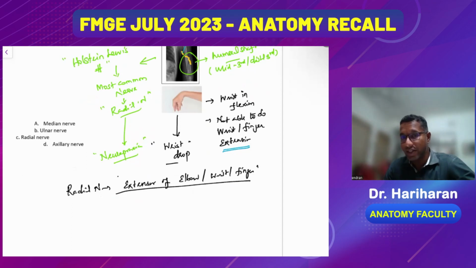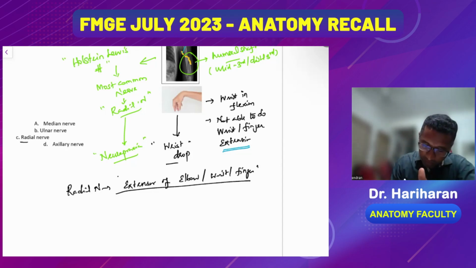Once the radial nerve gets damaged, these muscles become weak and the patient is not able to do wrist extension or finger extension. If it is a very high radial nerve palsy, the patient may not be able to do even elbow extension. So whenever a scenario like this is given to you, where there is a wrist drop along with a Holstein-Lewis fracture, the answer is very simple. The answer is radial nerve.